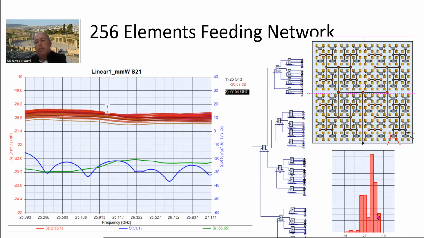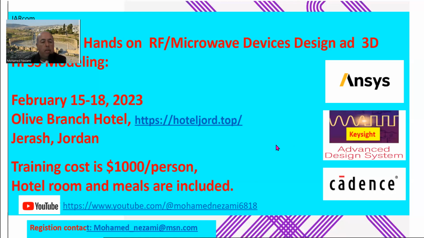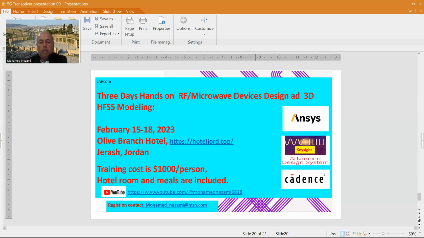This is a histogram. You can display the histogram for both the phase and magnitude of these array feed points. Yeah, it's pretty good. Now, similar to the sub 6 gigahertz, we also have packaged thin film filters for the millimeter wave, and there's a whole bunch of them in here. So, well, let's get back to SystemVue.